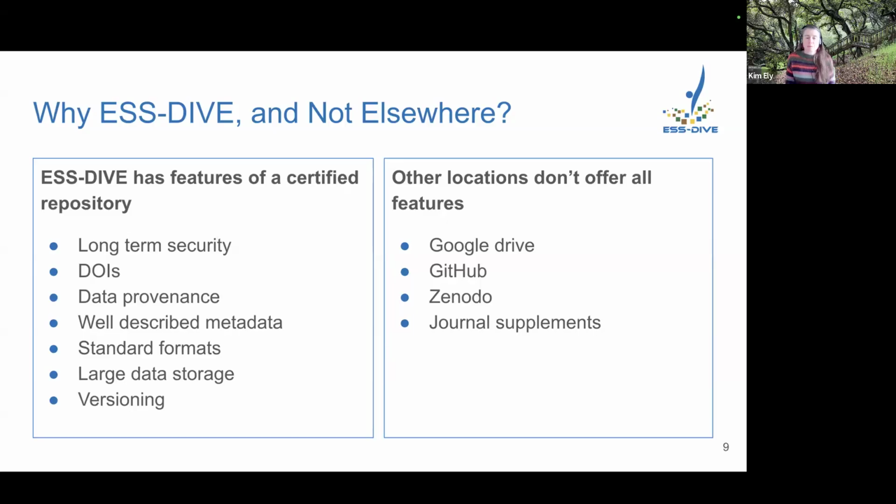Other locations where people sometimes put their data don't offer all of these features, and these include places like Google Drive and GitHub, Zenodo, and the very traditional way that data used to be preserved in journal supplements.